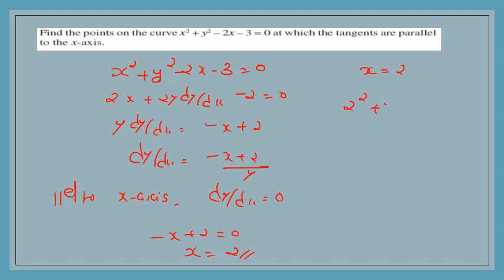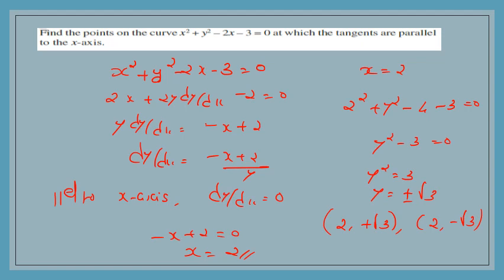When x is equal to 2, what is y? 2 squared plus y squared minus 4 minus 3 is equal to 0. So y squared minus 3 is equal to 0. y squared is equal to 3. y is equal to plus or minus root 3. Therefore, the points are (2, root 3) and (2, minus root 3). This is the answer.